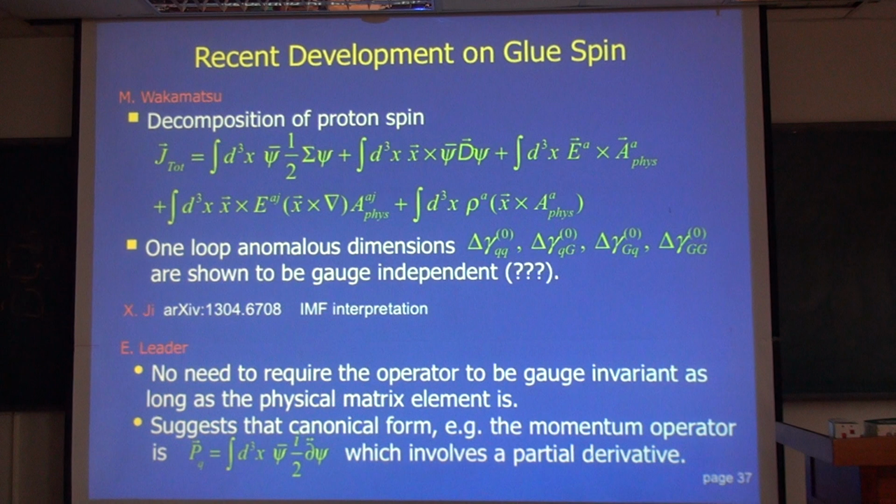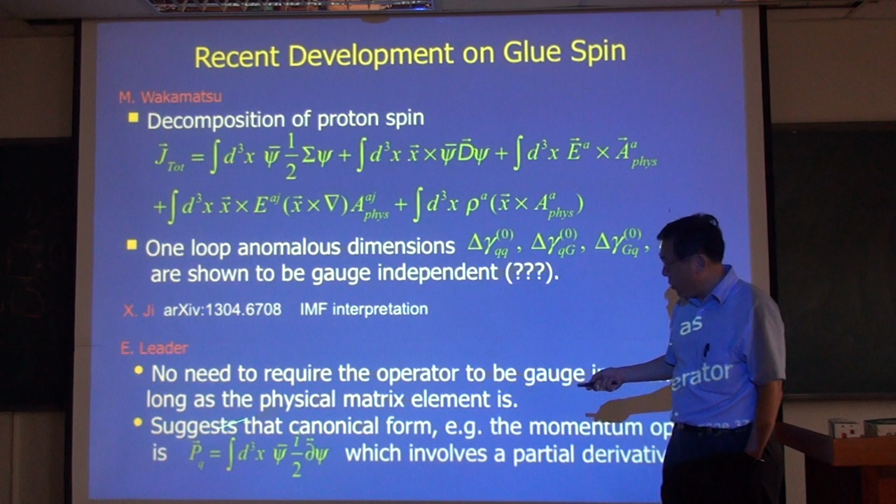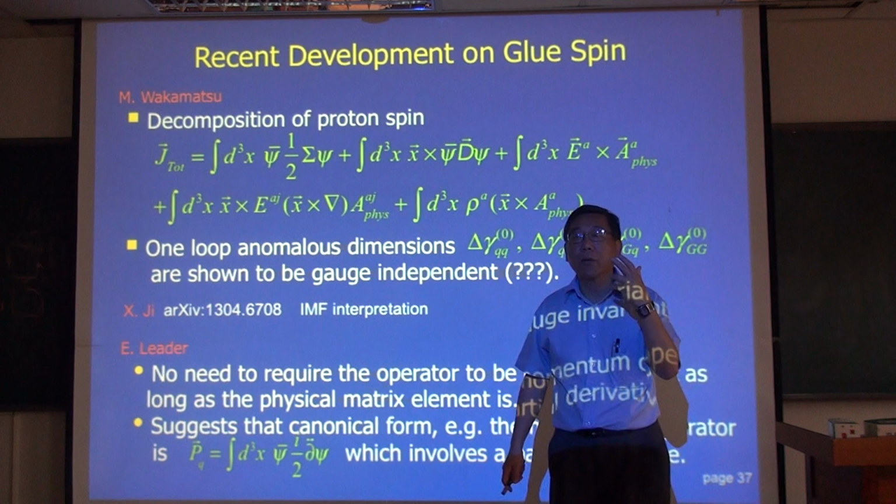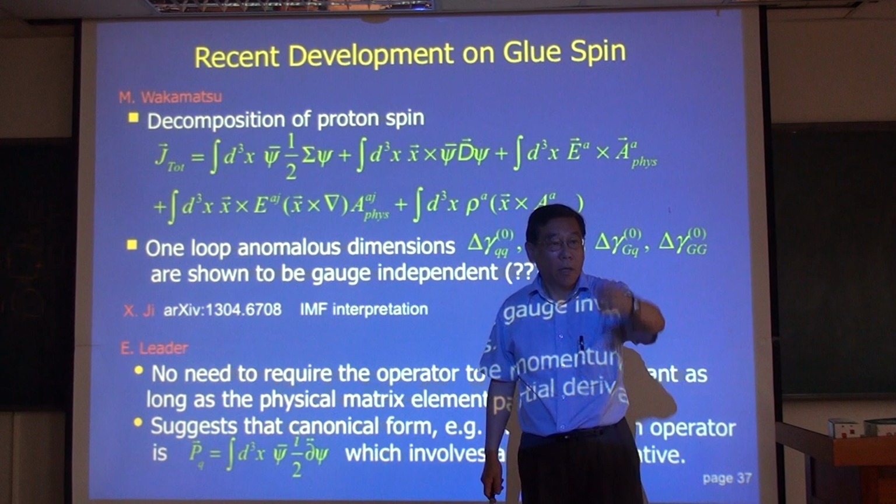All right. One specific issue that I want to discuss is that a leader at some time claimed that we don't need to require the operator to be gauge invariant, as long as the matrix element is gauge invariant, it's okay. So he proposed that the canonical form, the partial derivative for the momentum, is good enough. But we know the partial derivative is not gauge invariant. And there is Elitzur's theorem, which shows that if you take a matrix element or any physical quantity that is gauge non-invariant and integrate over the gauge group, it should vanish.